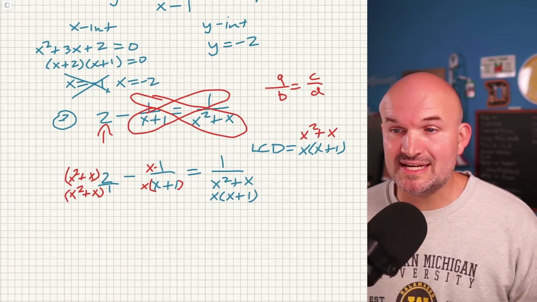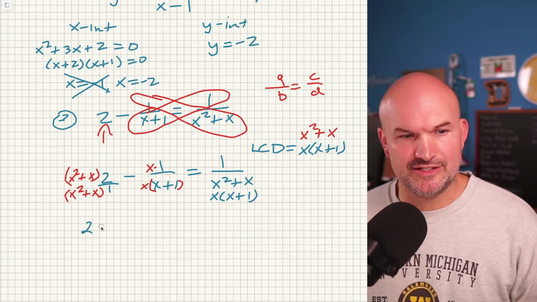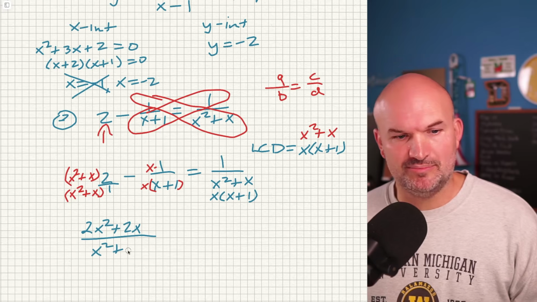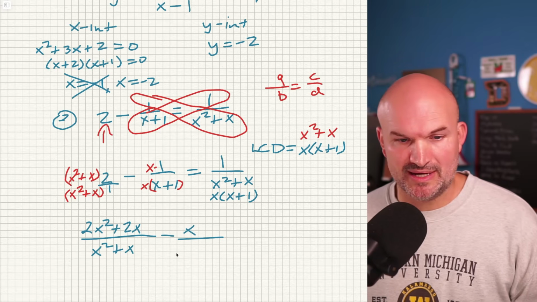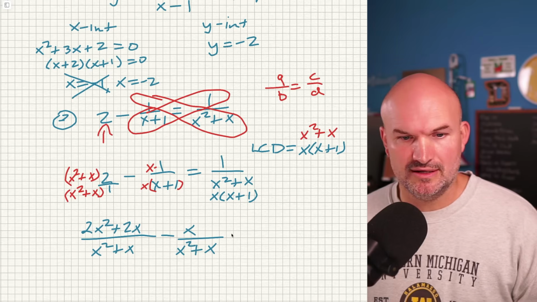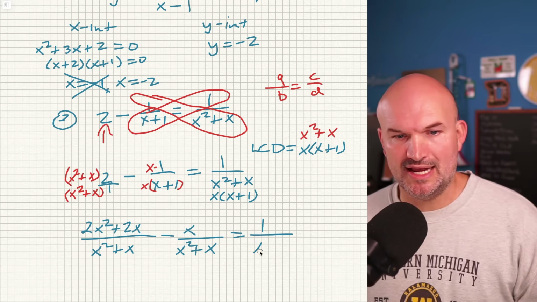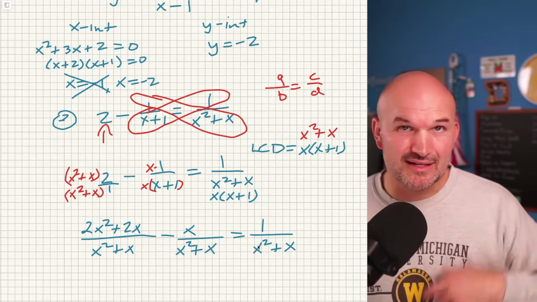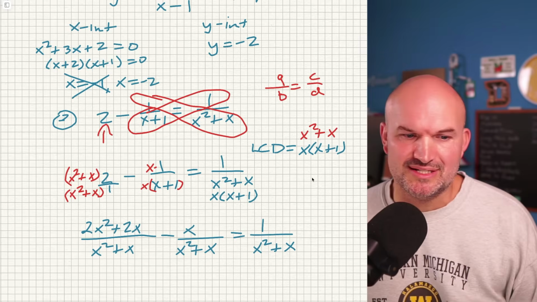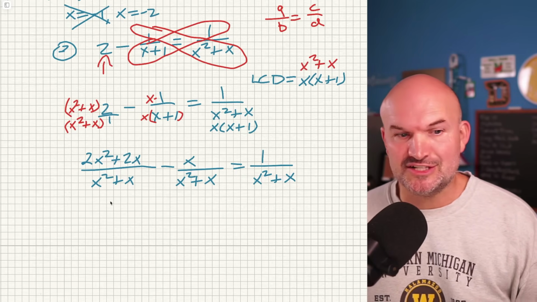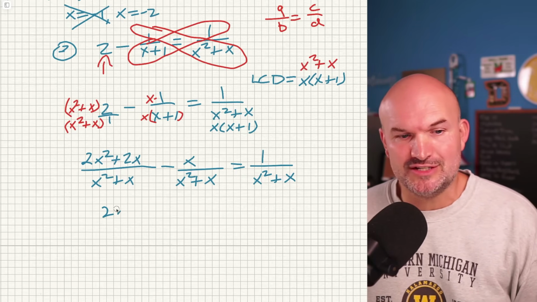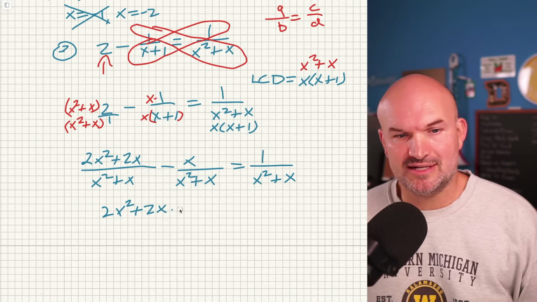Okay, so what is that going to give us? Well, that's going to give me 2x squared plus 2x all over x squared plus x, minus x over, if you multiply that, x squared plus x, and then equal to 1 over x squared plus x. Now you could multiply everything times x squared plus x, and what would happen is you'd get rid of all your denominators. So that's just going to leave me with my numerators, which is 2x squared plus 2x minus x equals 1.